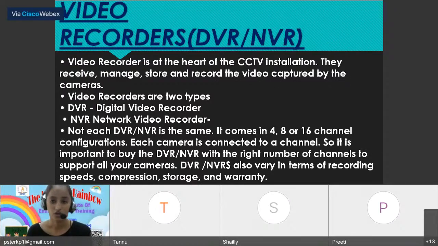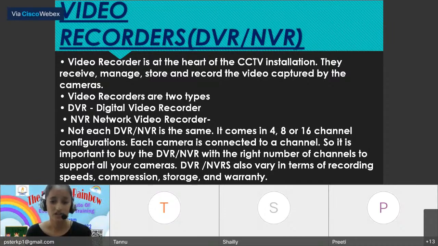Next, video recorders, DVR or NVR. Video recorder is at the heart of the CCTV installation. They receive, manage, store, and record the video captured by the cameras. Video recorders are of two types, as I told you, DVR and NVR. DVR stands for Digital Video Recorder, and NVR stands for Network Video Recorder.